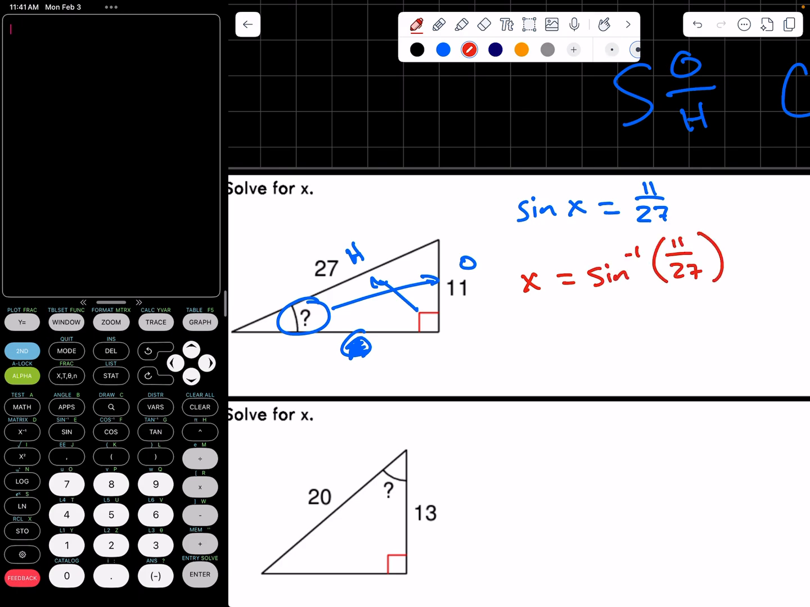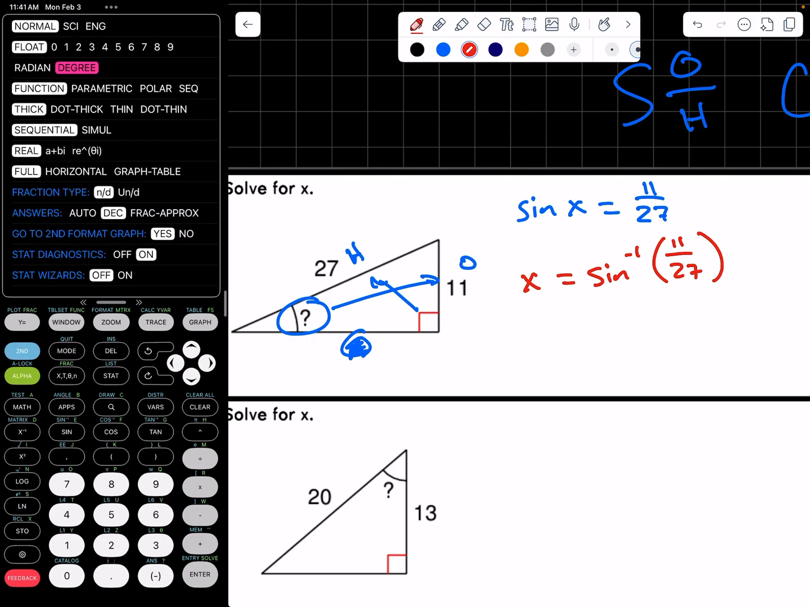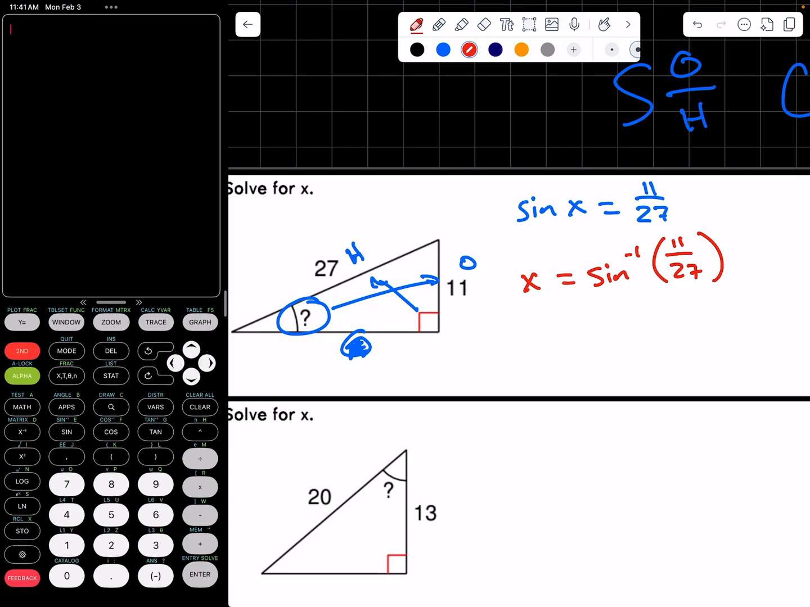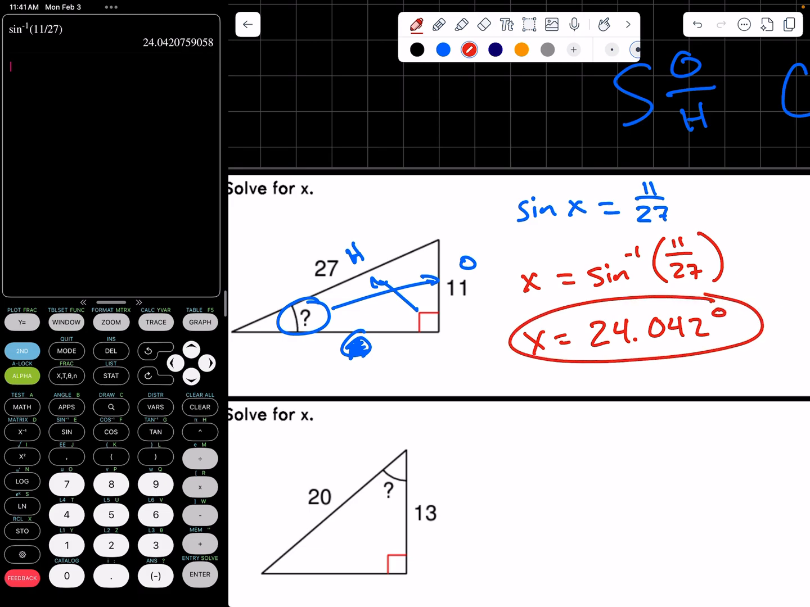Second, let's make sure that we're in the right mode. We are in degree mode. Second sine of 11 divided by 27 equals, make sure that I have this down correctly. I've got x equals 24.042 degrees. I feel good about that. Okay.